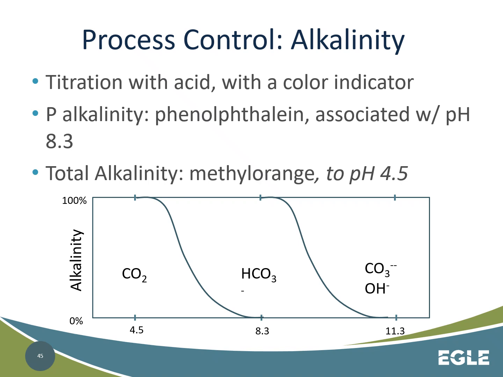How do we titrate for alkalinity? We add acid to a sample of our process water to reduce the pH to a certain endpoint, indicated by a color change. P alkalinity is associated with a pH of 8.3 and is named for the indicator, phenolphthalein. Total alkalinity is associated with a pH of 4.5, using the indicator methyl orange. These are the two endpoints when titrating and indicate a change from one type of alkalinity to another.